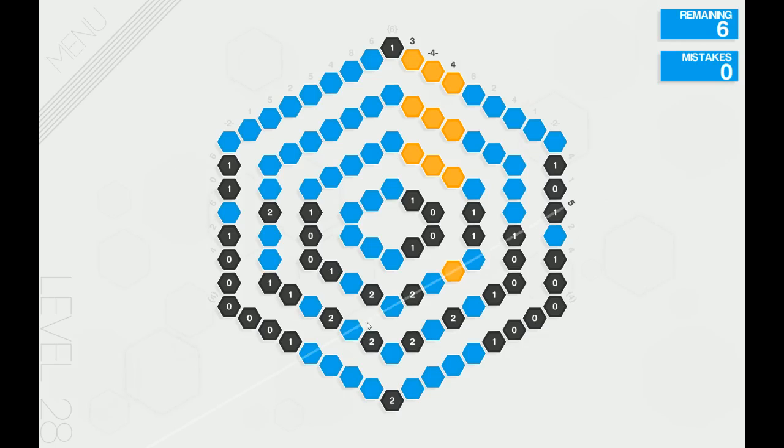And now for our row 5, we have 1, 2, 3, 4, 5. So we can eliminate that last one in the row, which will help us solve for our column of 4. We have 1, 2, 3, 4.